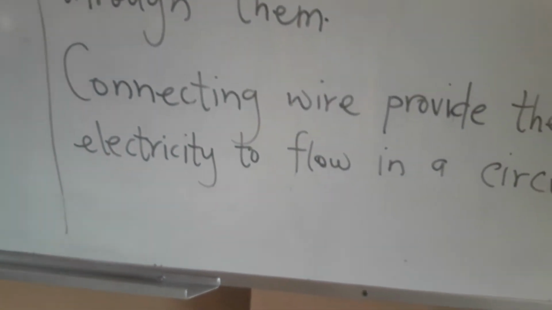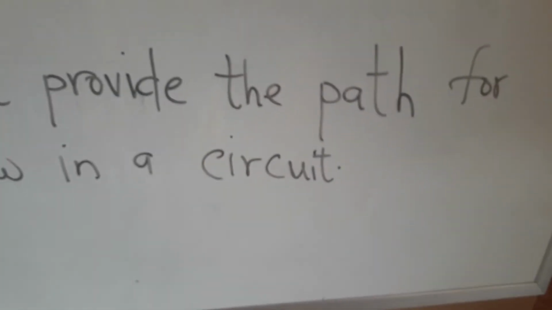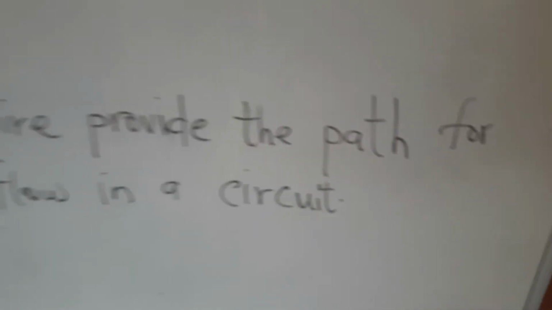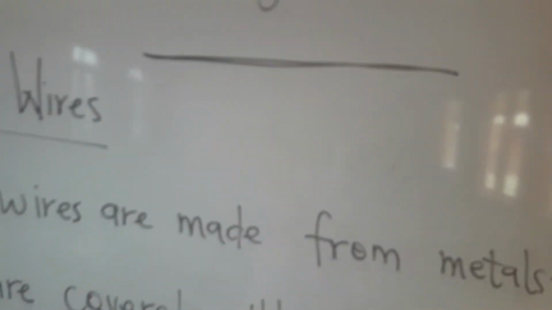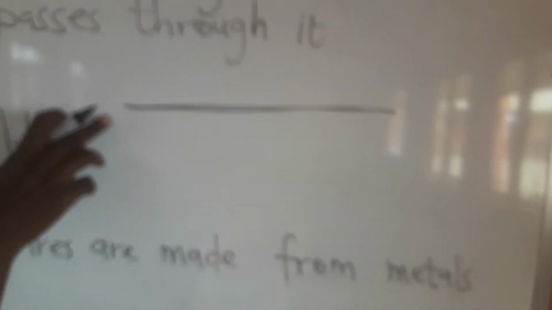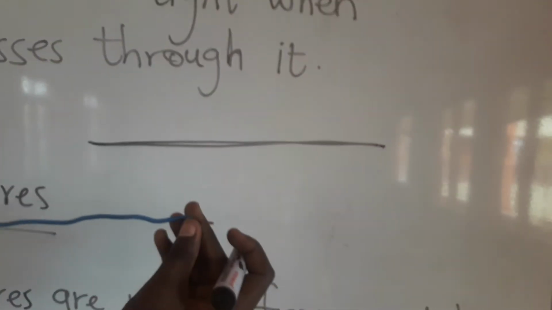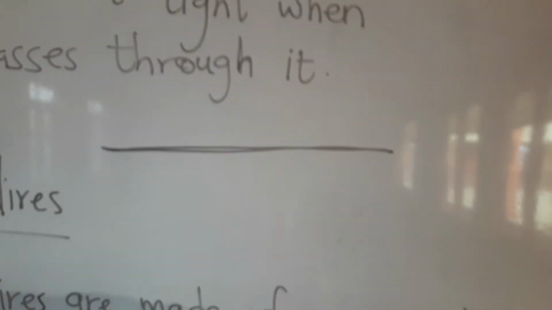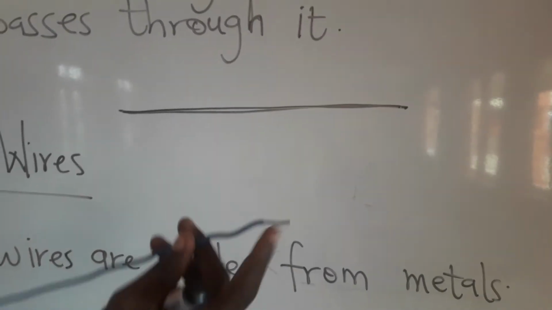The same way we said, when you have a circuit, let's say this is my wire. Now this wire will allow electricity because of the metal. Because of this metal, electricity can pass through it. Electricity can do what? It can pass through the metal.